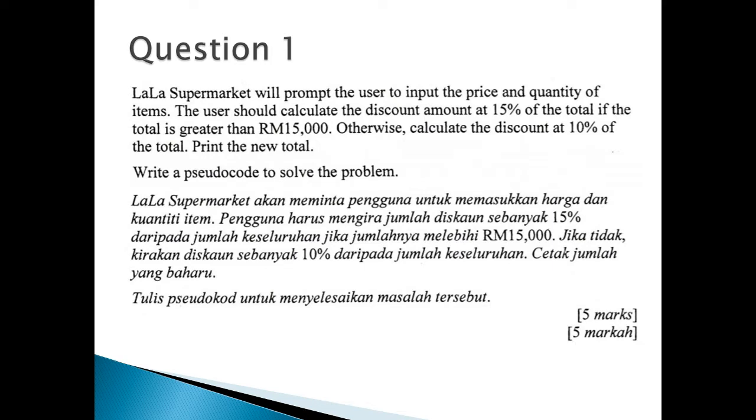Question 1. Lala Supermarket will prompt the user to input the price and quantity of items. The program should calculate the discount amount of 15% of the total if the total is greater than 15,000. Otherwise, calculate the discount at 10% of the total, then print the new total, and you will need to write the pseudocode. When you analyze the question, we assume that it does not need any repetition inside it. It does not involve iteration.